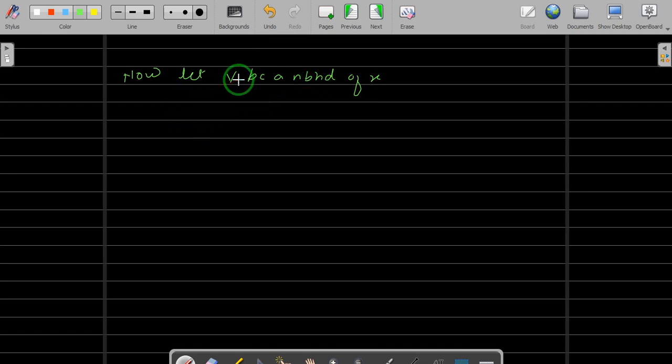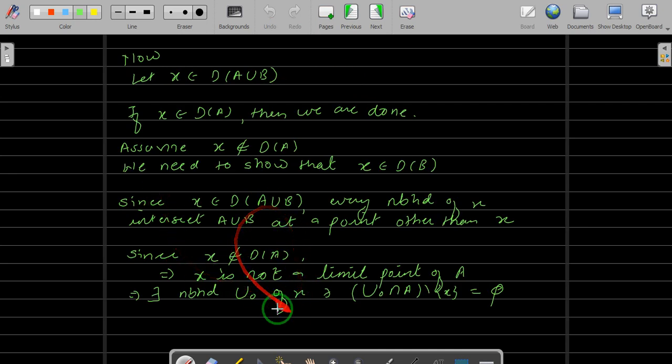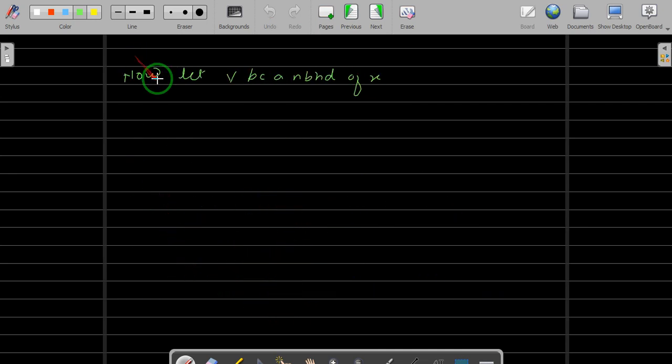So V is the neighborhood of x, and also we know that u naught is the neighborhood of x. This implies u naught intersection V is a neighborhood of x. Because u naught and V both are neighborhoods of x, that means both are open, and the intersection of two open sets is open and both contain x, that means u naught intersection V is a neighborhood of x.